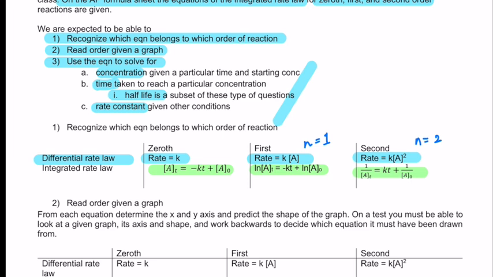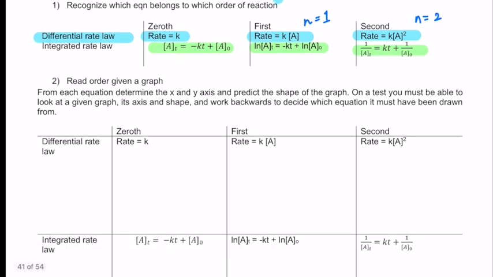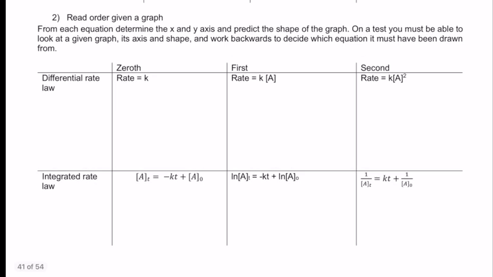Okay, so the first thing we are going to learn really is how to read order given a graph. This could be a multiple choice question or it could be a free response question. So let's start first with the differential rate law. You're already familiar with this equation. So if we said rate was on the y-axis, then we are basically saying y is equal to k. There is no variable written for the x-axis. So then a graph for something like this would be on the y-axis, you would write rate.